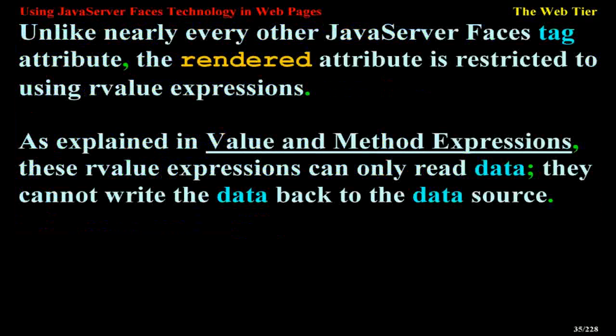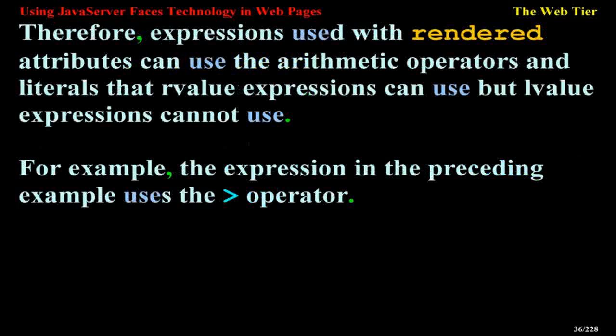Unlike nearly every other JavaServer Faces tag attribute, the rendered attribute is restricted to using RVALUE expressions. As explained in value and method expressions, these RVALUE expressions can only read data. They cannot write the data back to the data source. Therefore, expressions used with rendered attributes can use the arithmetic operators and literals that RVALUE expressions can use but LVALUE expressions cannot use. For example, the expression in the preceding example uses the > operator.